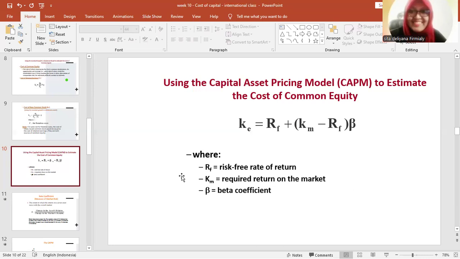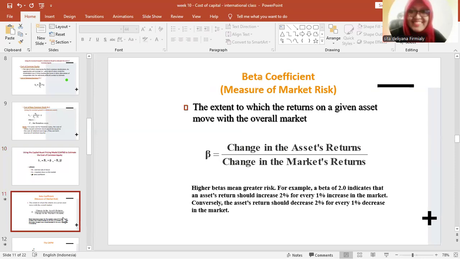Remember that one. If the beta is negative, that means that if the market increases, then the company will decrease. If the market decreases, then the company is going to increase. It moves in a reverse way if the beta is negative. If the beta is positive, it moves in a similar way, aligned. Remember that one.